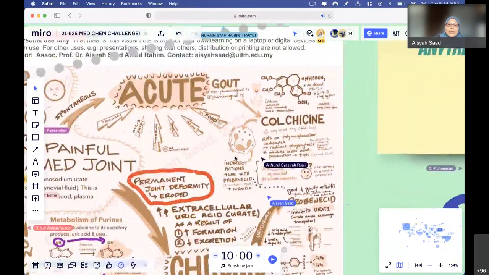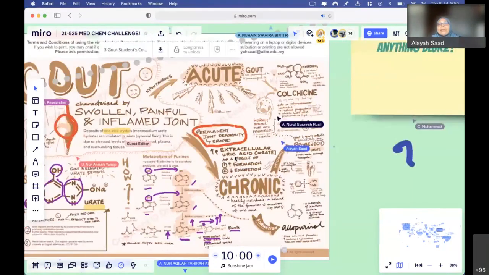Unlike other drugs that you have covered in PHC 525, if you see H1, H2 antagonists, if you see as well the peptic ulcer drugs, the proton pump inhibitors, if you also see the NSAIDs, they have a trend, they have a pattern. But for gout, there is no pattern actually. There's no framework or trend of SAR in a sense.